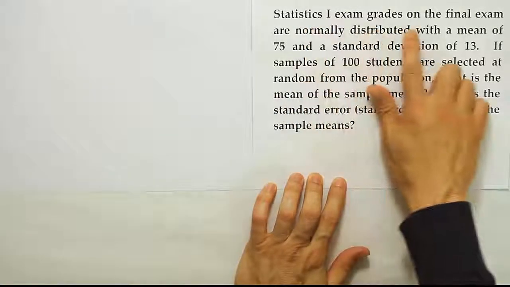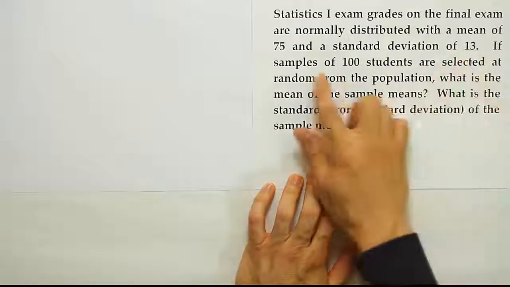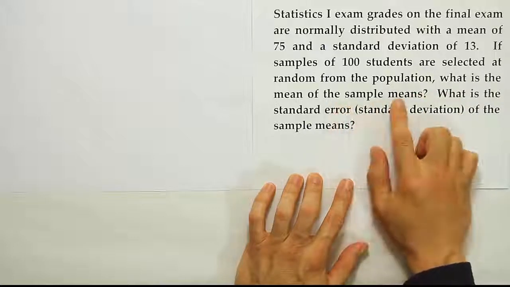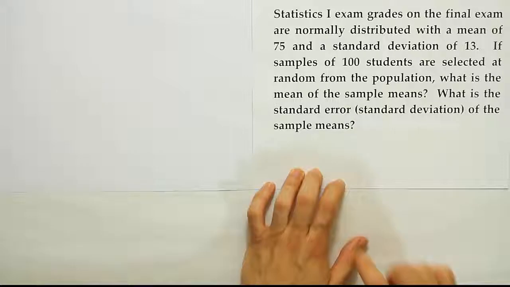Statistics 1 exam grades on the final exam are normally distributed with a mean of 75, a standard deviation of 13. If samples of 100 students are selected at random from the population, what is the mean of the sample means? What is the standard error, i.e. standard deviation of the sample means?